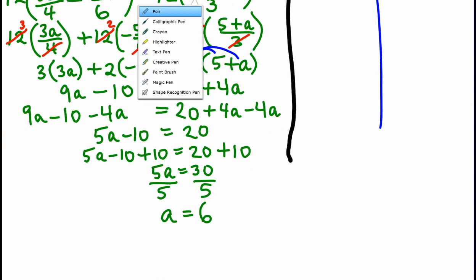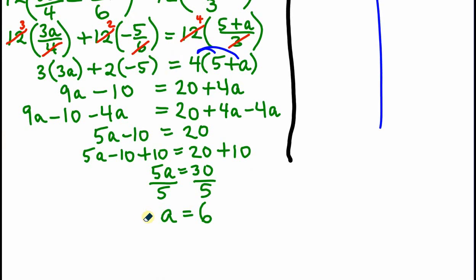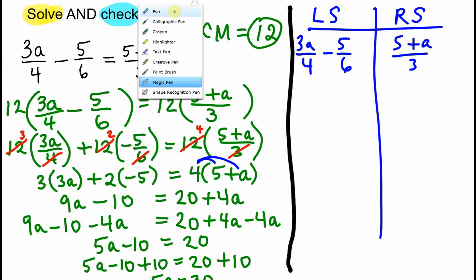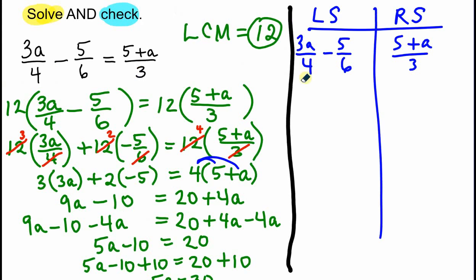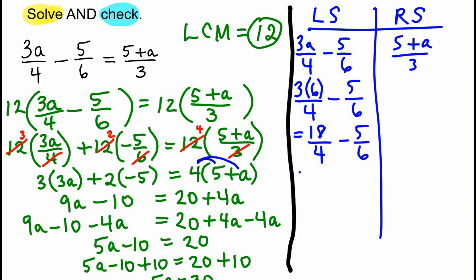I hope that a is equal to 6. Well, we're going to find out if that's in fact the case. So let's replace a with 6, and let's find out if left side equals right side. So 3 times 6 divided by 4 minus 5/6. Now I have to think BEDMAS, make sure I follow order of operations, so that's 18 over 4 minus 5 over 6. Ooh, if I'm going to subtract fractions, I need common denominators. I think about a lowest common multiple, and it's 12.